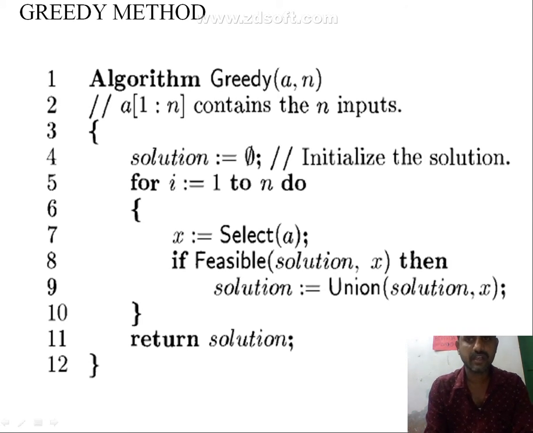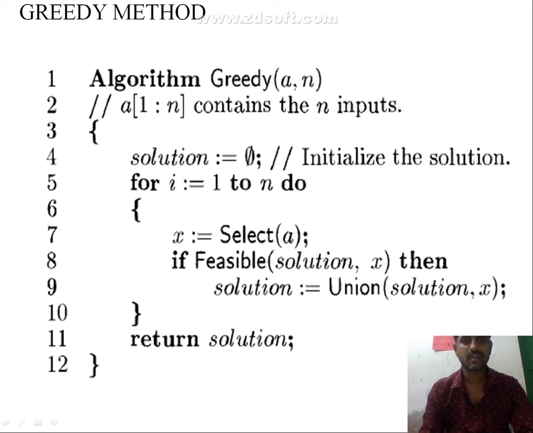So in the greedy method, this is the algorithm of the greedy method. It is algorithm Greedy(a, n), where a is an array. The elements a[1:n] contain the n inputs. So the name of the algorithm is Greedy, a is an array, and n is the number of inputs.